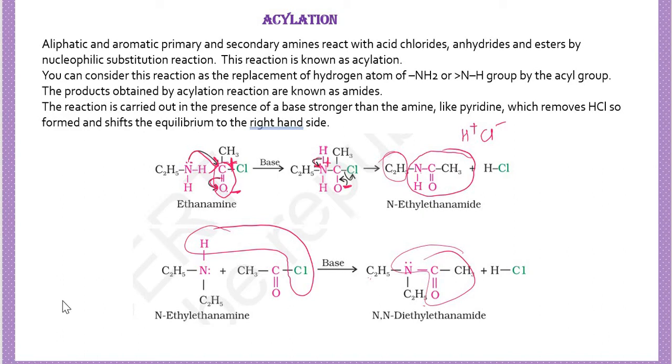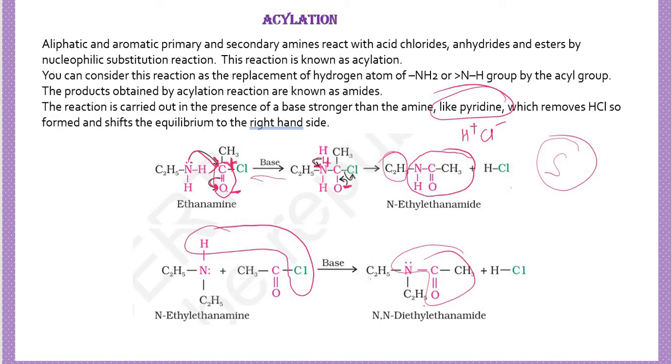Now this reaction is carried out in the presence of a strong base like pyridine, which removes the HCl so formed, and shifts the equilibrium towards the right side. So this question can be asked: why do we add pyridine to it? The purpose of putting pyridine is to remove HCl, because pyridine is a base and HCl is an acid. So acid plus base makes salt. And if the reaction is reversible and we don't want it to reach equilibrium, we shift the equilibrium in the forward direction so that we can get more and more of product.